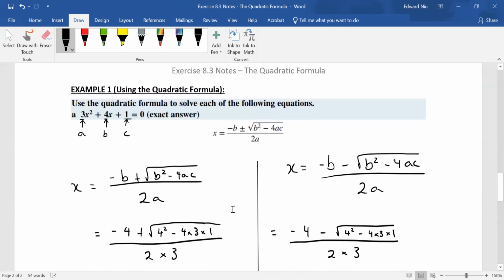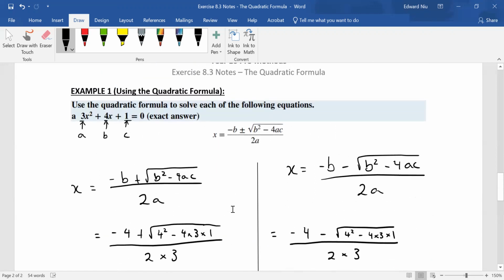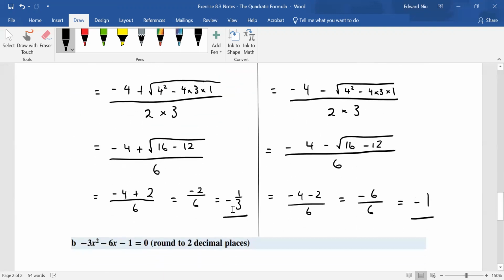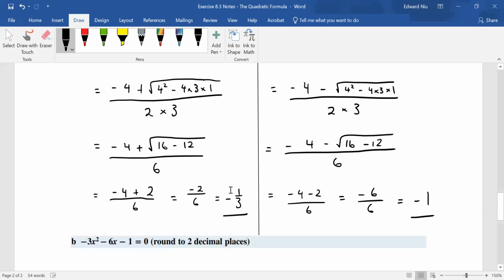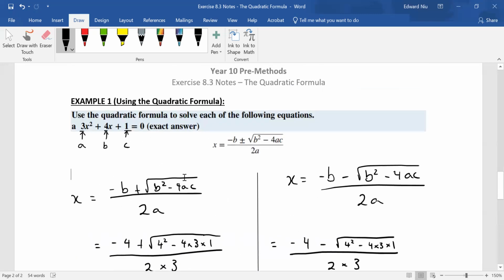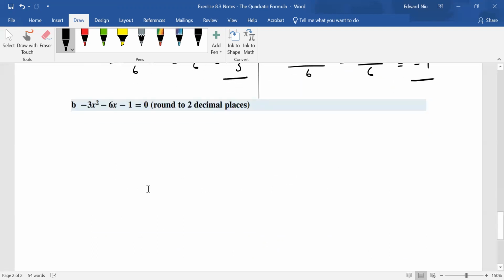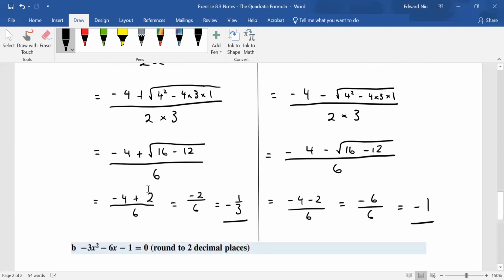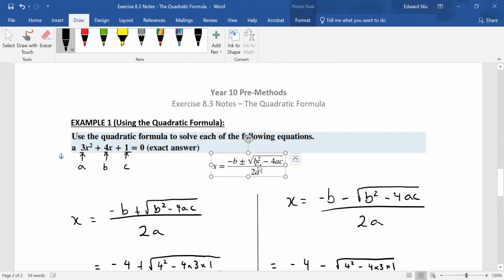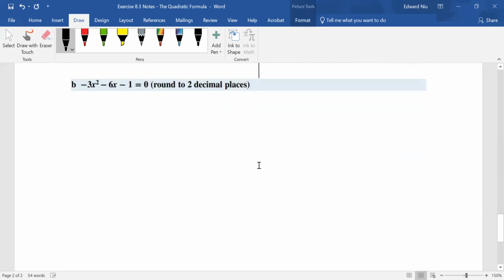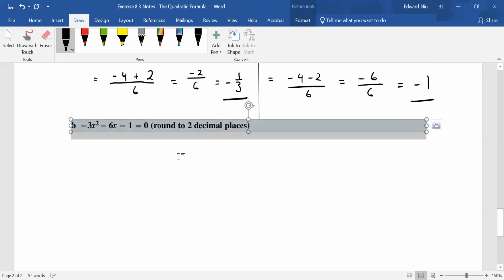Now, how do we find our y value? Well, later on, we'll just plug these two x values into the original equation to figure out y. Okay, but that's a story for another day. Once again, let's figure out example 1b. We've only got 2 examples this time around, so it's nice and short.